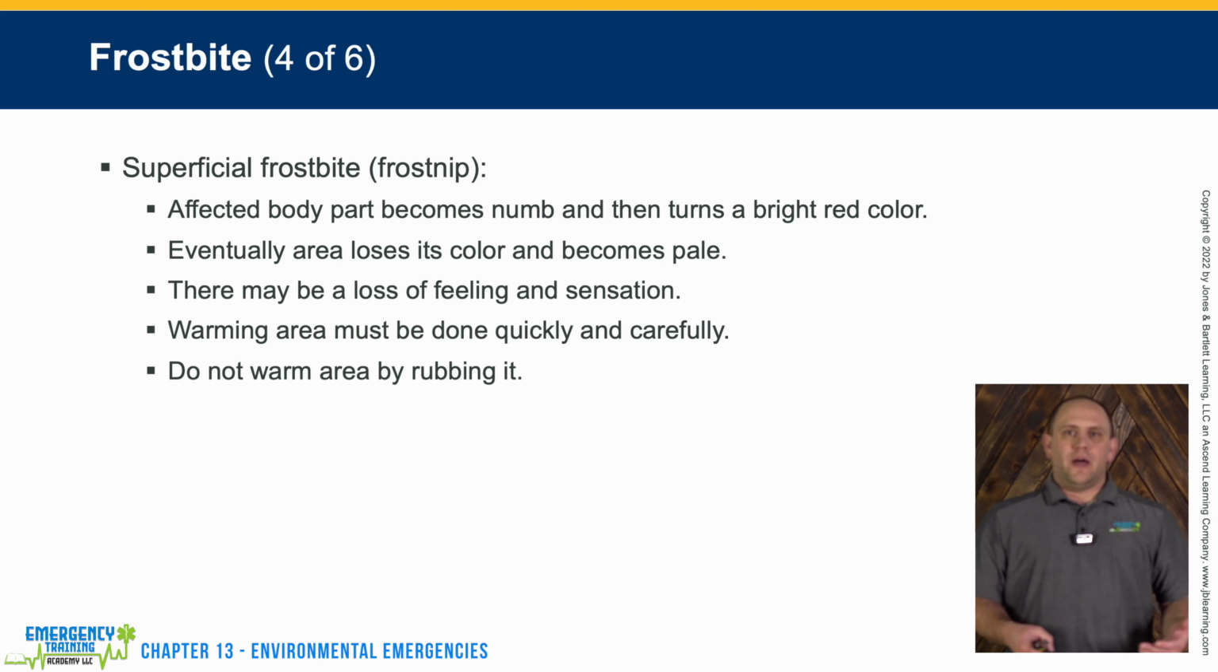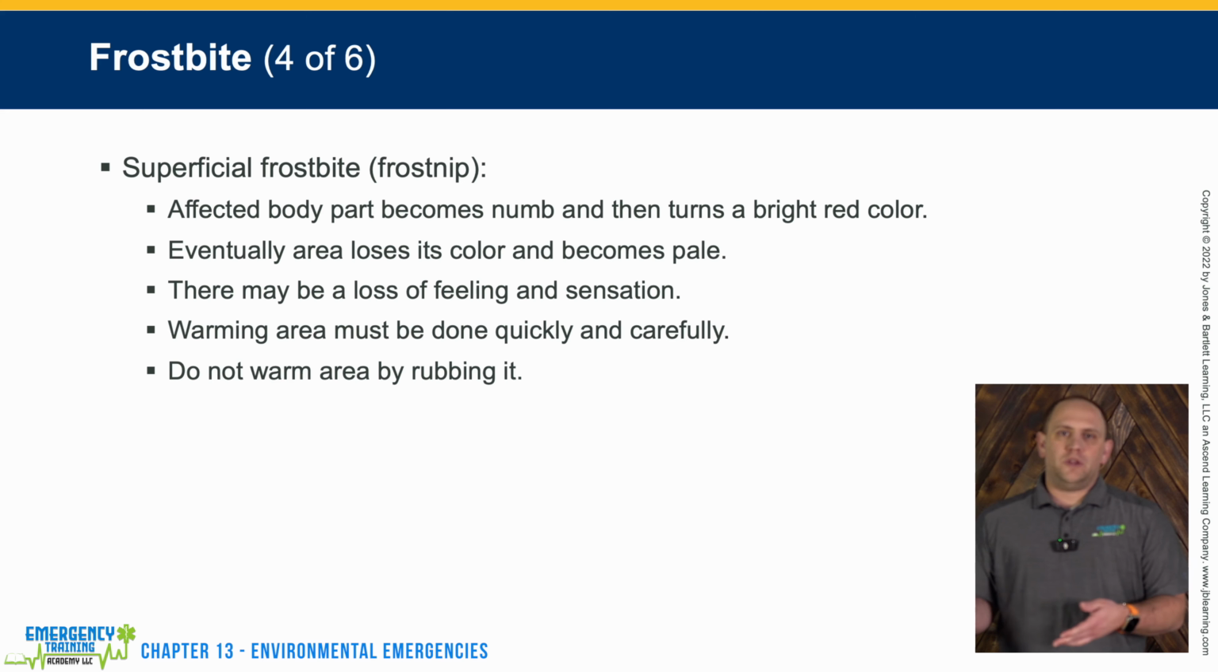There are different levels of frostbite, and the most superficial of those is called frost nip. This affects body parts where they become numb, they may start to turn red. Most people have had frost nip at some point. Eventually, those areas will lose that redness and color, and they'll start to become pale. You may start to lose sensation or feeling in those areas.